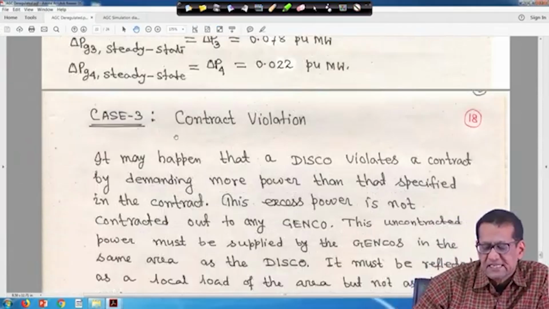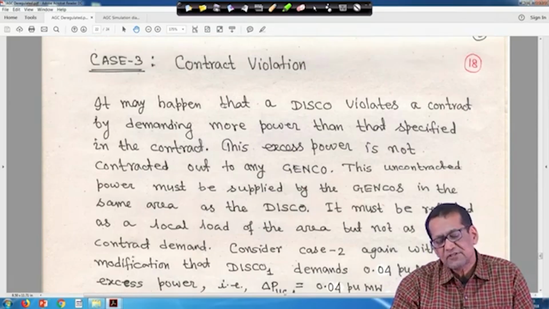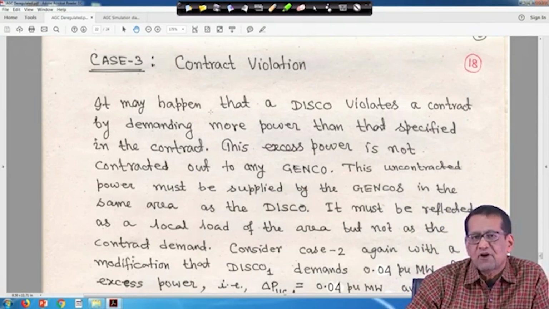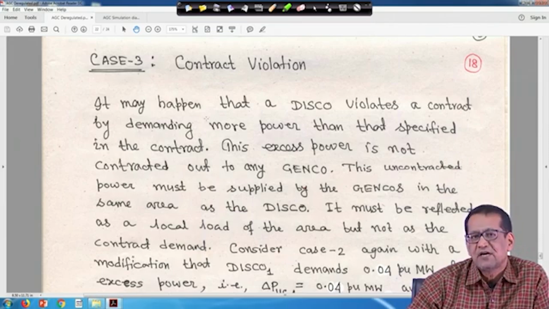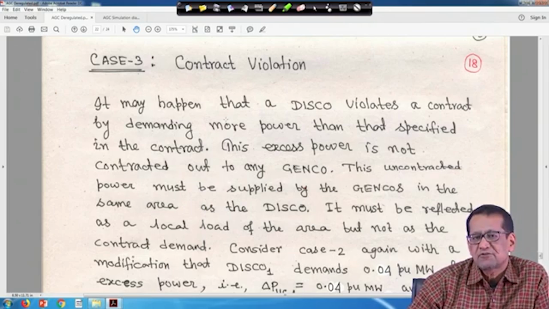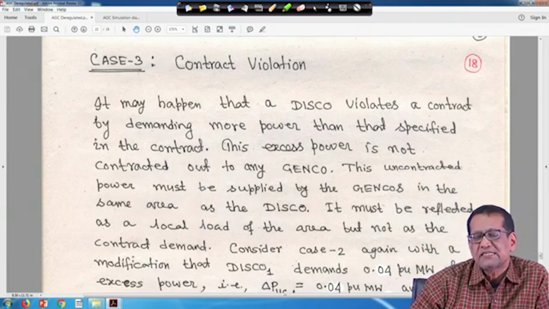So, next is case 3, which we call contract violation, right. Contract violation means suppose distribution companies have some contract with different generation companies, and based on that contract participation factor the DPM was formed. But contract violation means suppose a distribution company's total contracted power demand is say 0.05 per unit megawatt, but all of a sudden it needs an extra 0.02 per unit megawatt, which was not in the contract. So, how to incorporate that uncontracted power demand in the model and simulation, that we will see here.